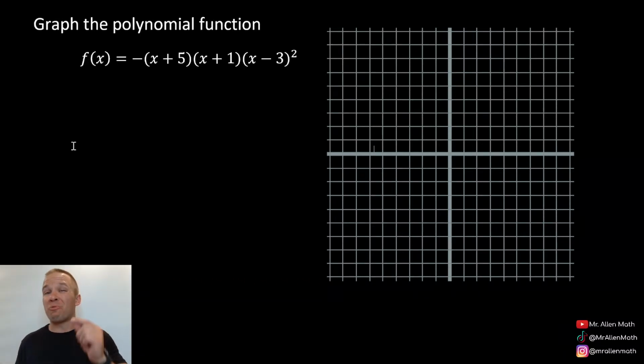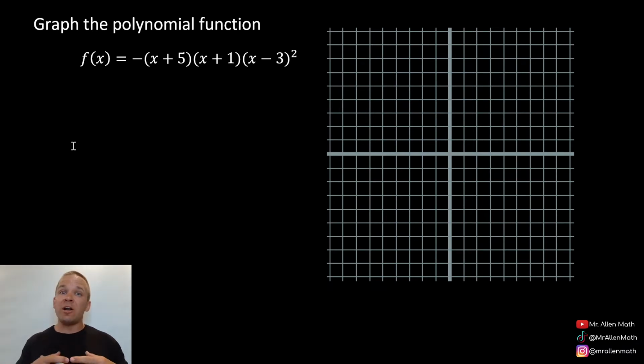Mr. Allen here, and we are about to graph this polynomial function. Let's see what we got. It's negative. Oh my goodness, that's scaring me right now. All right, and we got 1, 2, 3 factors here, but one of them is squared, so this is a degree of 4 overall, a quartic function.